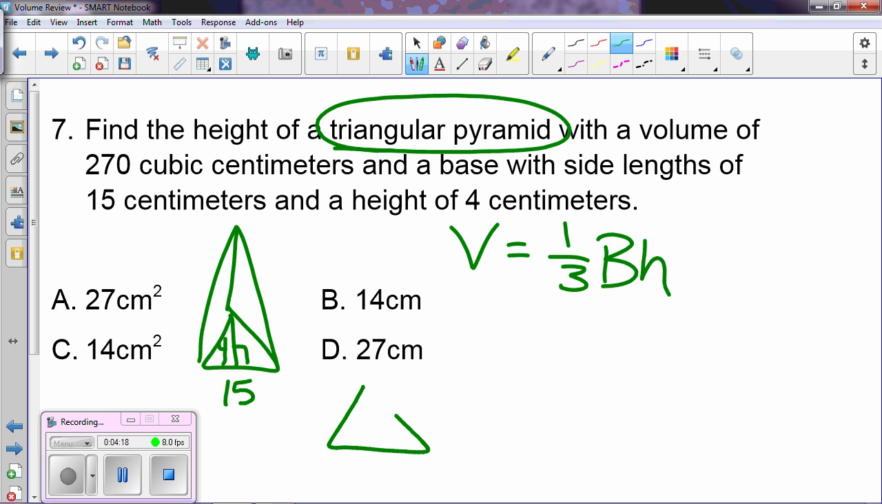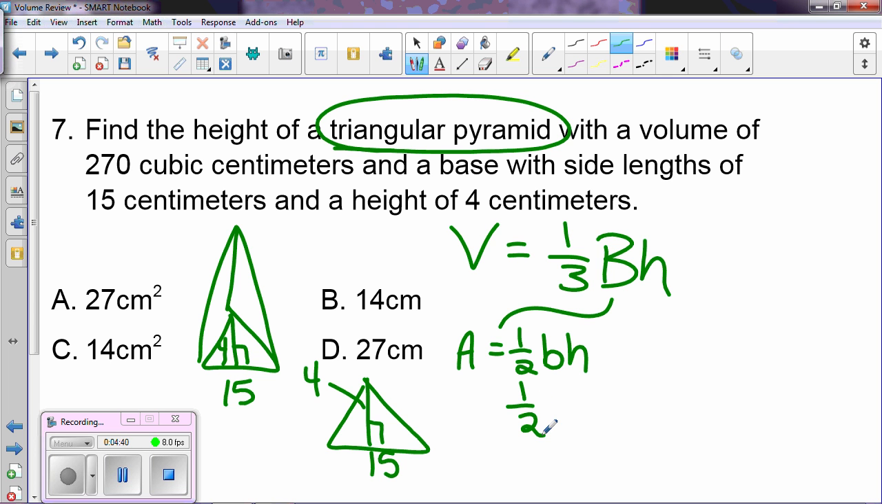So, just to draw a two-dimensional triangle, since that's where my capital B information is coming from, because I have a triangular pyramid, I know the height of that triangle is 4, the base is 15. Well, capital B is the area of my base. If my base is a triangle, I need to use my triangle formula. 1/2, the base of that triangle is 15, the height is 4. 15 times 4 gives me 60. Half of that is 30. That's going in for capital B.